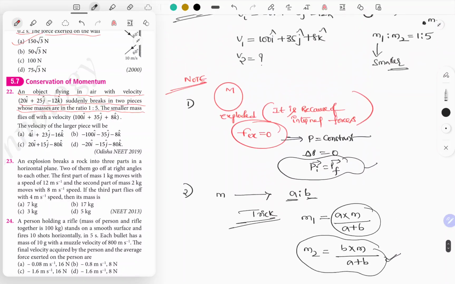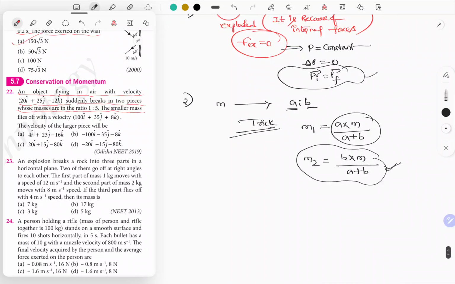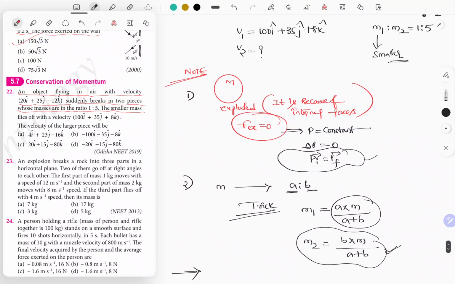Now if you observe here, they've already given the mass ratio, that is 1:5. As there are only 2 objects, it's not that difficult to answer the question. So what's the formula for initial momentum? Now the initial velocity of the object is given, so the mass of the object is, let's say, m.